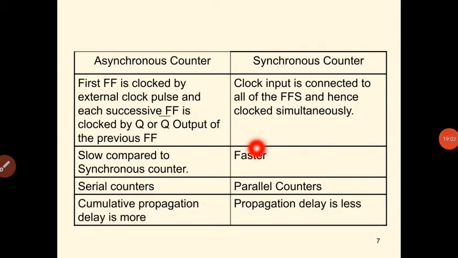Okay, I repeat once again. In the case of an asynchronous counter, only the first flip-flop is applied with the external clock pulse, and the clock input for the rest of the flip-flops will be derived from the outputs of the previous flip-flops. That is the concept involved in an asynchronous counter. And in the case of a synchronous counter, the clock input is applied to all the flip-flops at a time simultaneously.